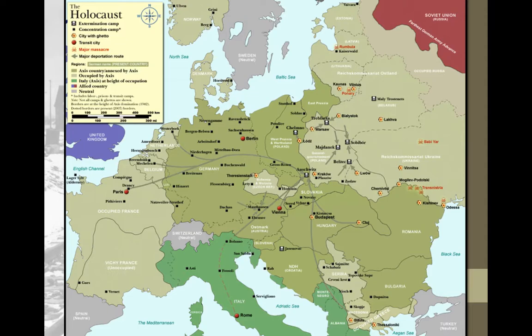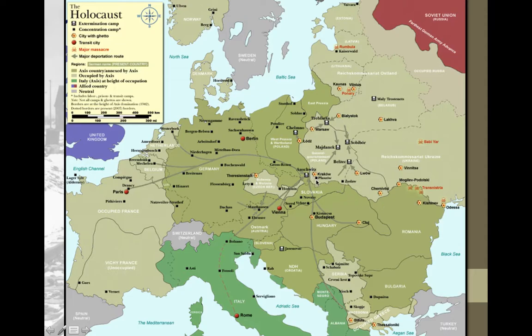So this map here is an interesting map because it shows you the cities with the ghettos, the extermination camps, and the concentration camps. The cities with the ghettos are the little yellow and red ones. You can see there's Budapest and Krakow. They're mostly over in Poland. That's where a lot of the Jewish people lived, and that's where most of the Jewish people are going to be killed.